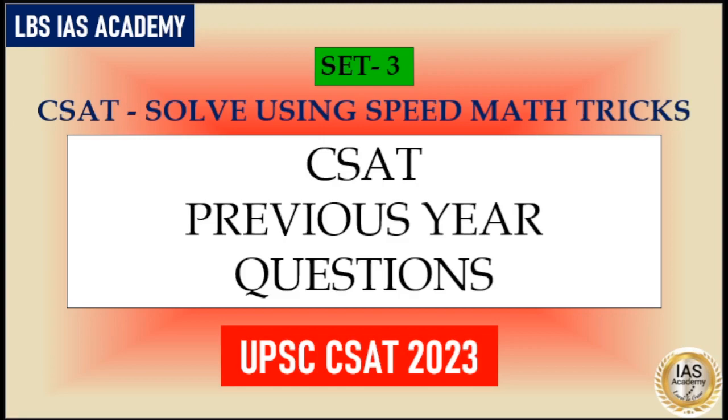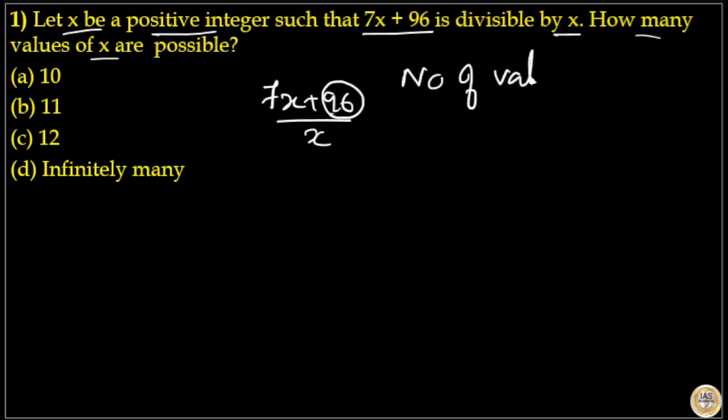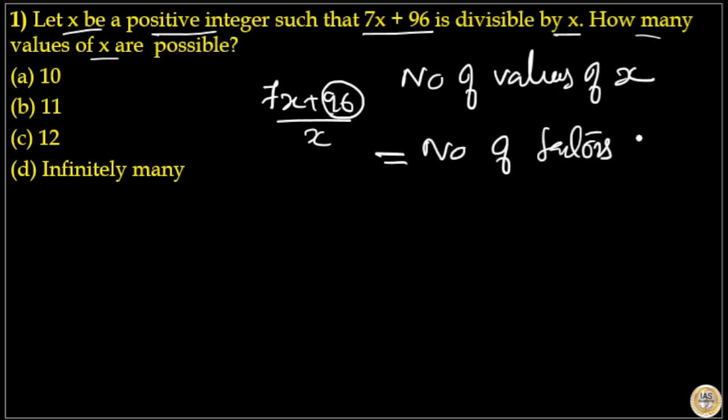Our first question is, let x be a positive integer such that 7x plus 96 is divisible by x. Then how many values of x are possible here? Here 7x plus 96 is divisible by x means both 7x and 96 are completely divisible by x. So 96 is divisible by x means the number of values of x is equal to the number of factors of 96.